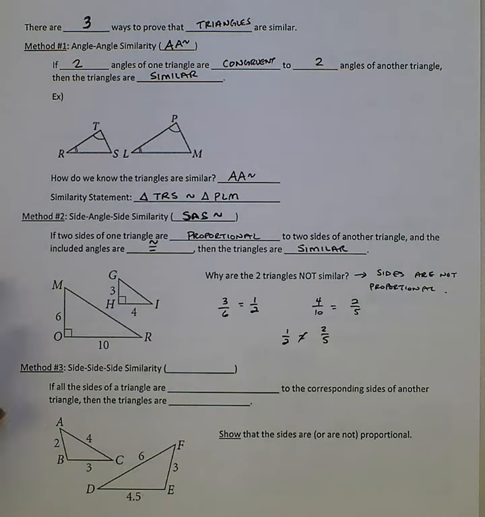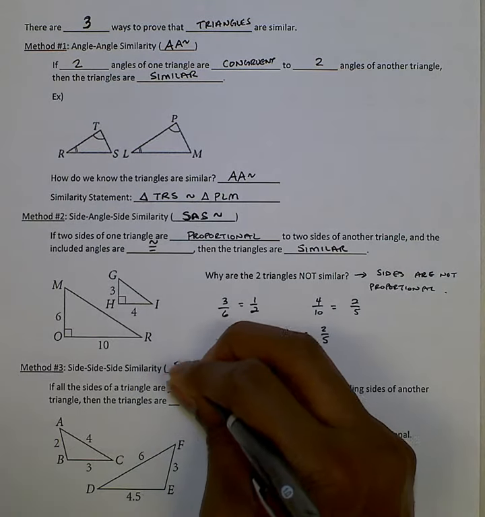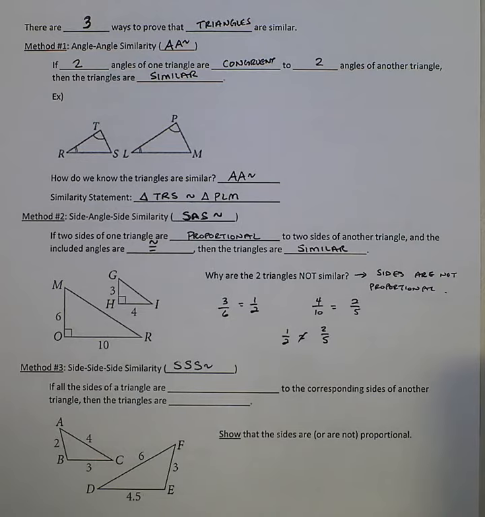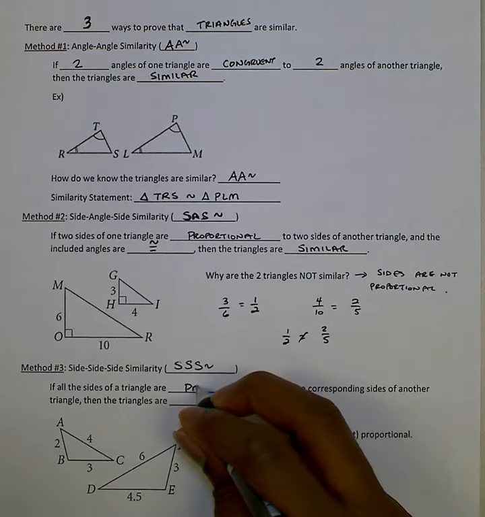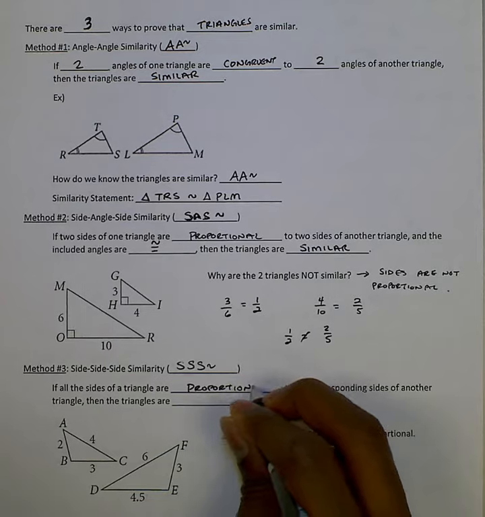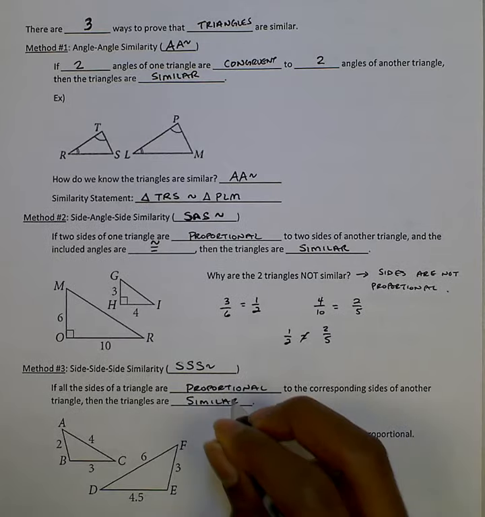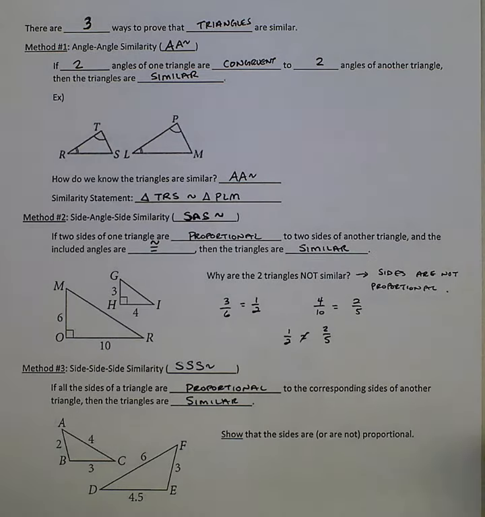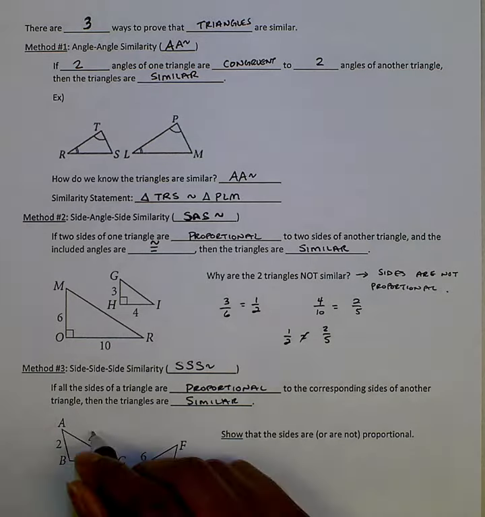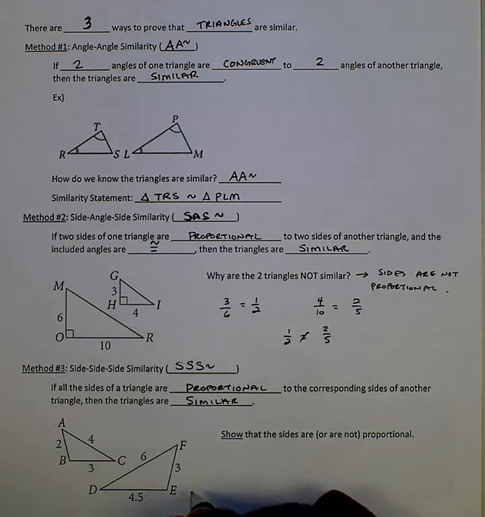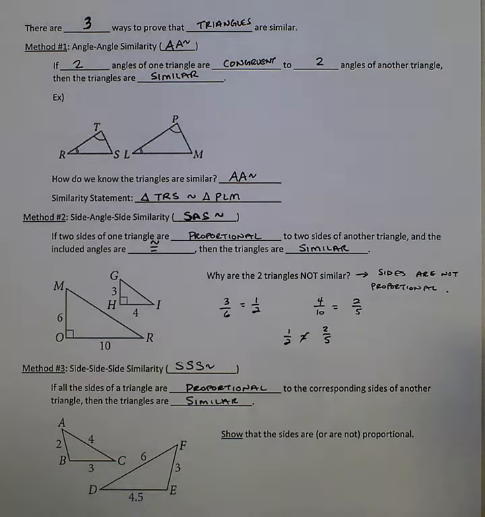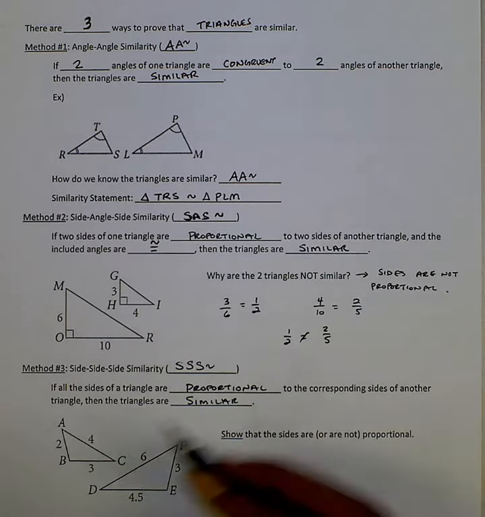Final one on this side, we have side-side-side similarity. Side-side-side similarity says if all the sides of one triangle are proportional to the corresponding sides of another triangle, then we know that the triangles are similar. And for this problem, we're showing that the sides are proportional, so we're going to use an extended proportion here. And remember the rule, largest side goes with largest side. Smallest side goes with smallest side. A lot of people tend to do 3 and 3 because they have the same numbers. Don't do that. I'm going to take the smallest side of my small triangle, 2.